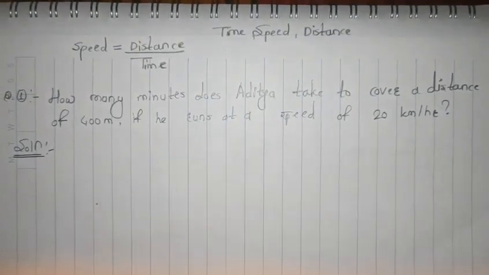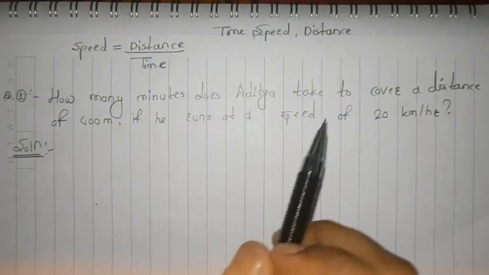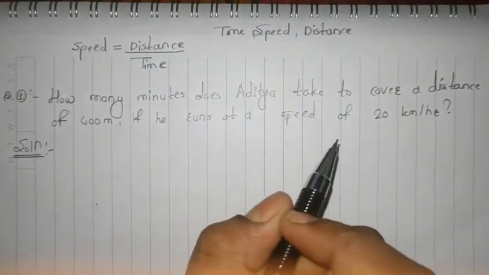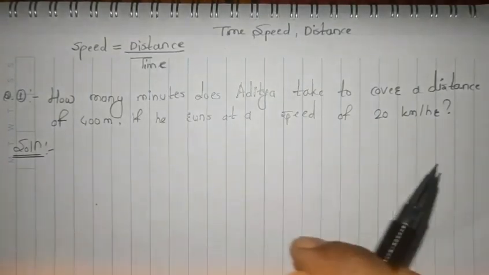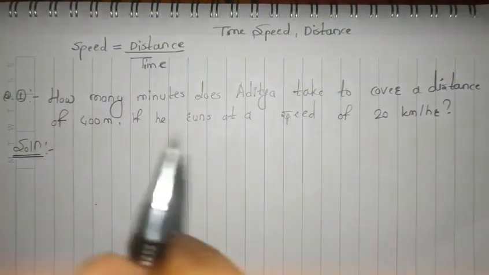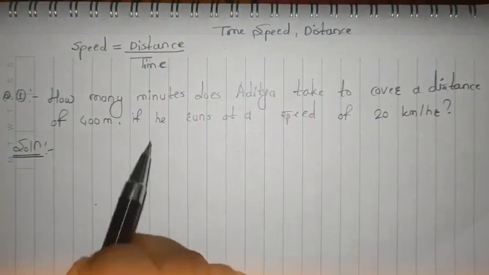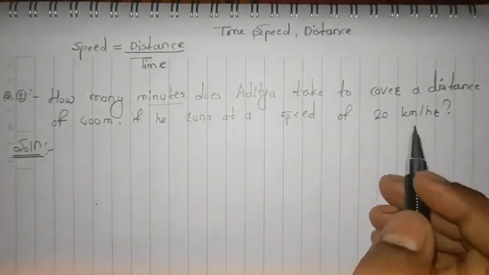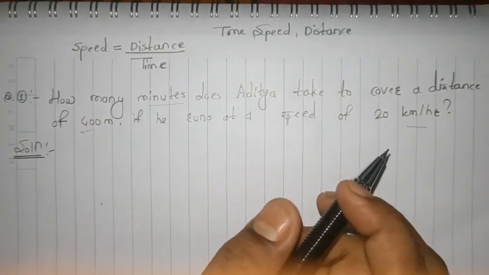So this is our first question: how many minutes does Aditya take to cover a distance of 400 meters if he runs at a speed of 20 km per hour? Now one thing to remember is that you have to have common units all over the question. While solving, just remember to convert the units into common units. Here you have to find time in minutes, right? You have speed in kilometer per hour, and your distance is 400 meters.